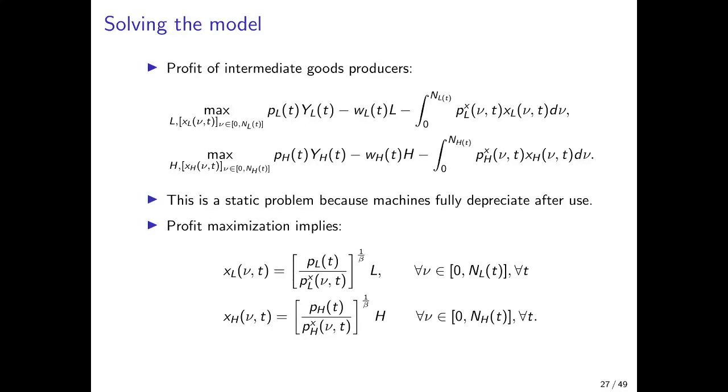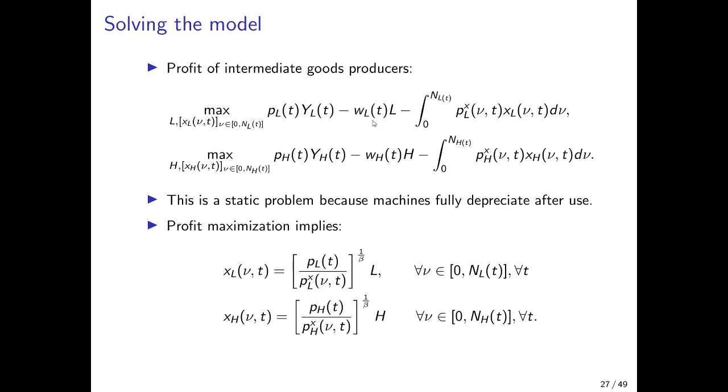So now we solve for the optimal behavior in all of these building blocks. The first here is the profit maximization of intermediate goods producers. Their profits are given by the price that they can charge for their intermediates, so PL for the producers of intermediates that are produced with low-skilled workers and machines suited to low-skilled workers. And here we have the profits of the firms that produce the intermediates with high-skilled workers and machines suited for high-skilled workers.